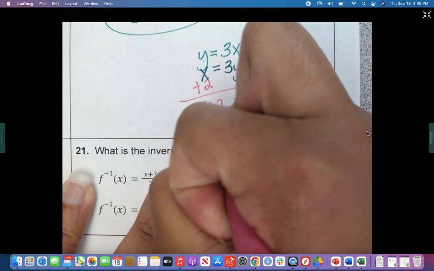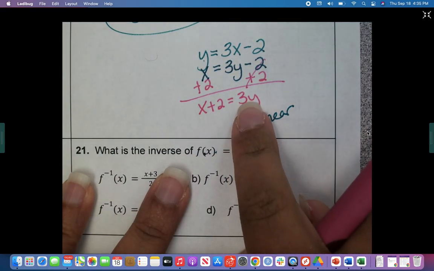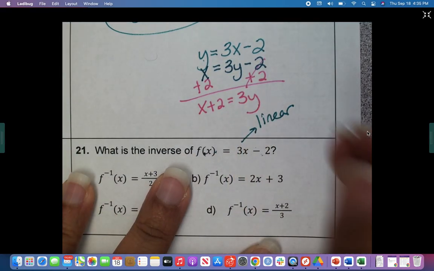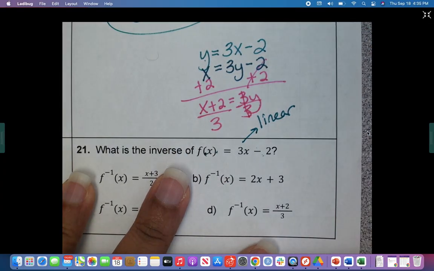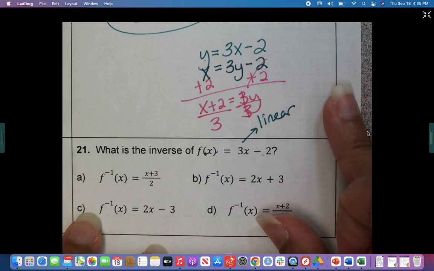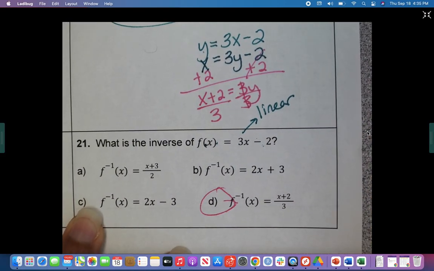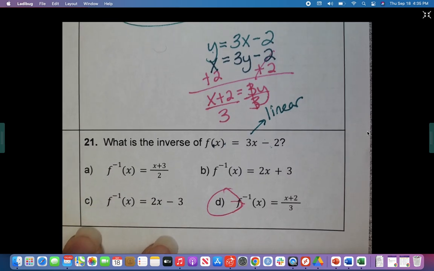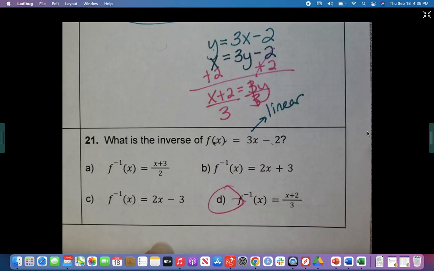So x plus 2 equals 3y. Last thing, I need to get rid of this 3. So that's 3 times y. So I undo multiplication with division. So I end up with x plus 2 over 3. So answer is D, x plus 2 over 3. So that is how you find the inverse algebraically. So change function notation to y, switch x and y, and then solve for y. All right, so now I'm going to show you making sure that your ordered pairs are switched.